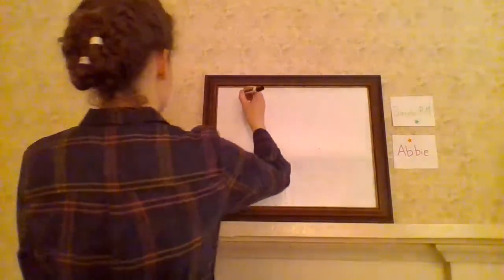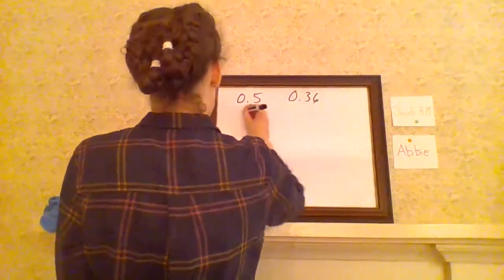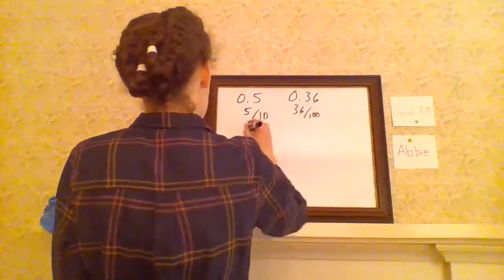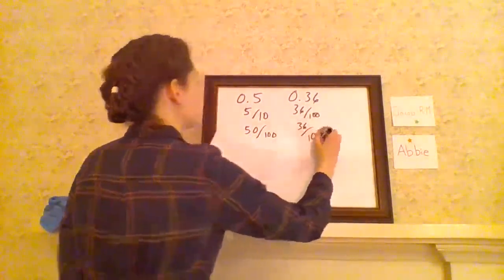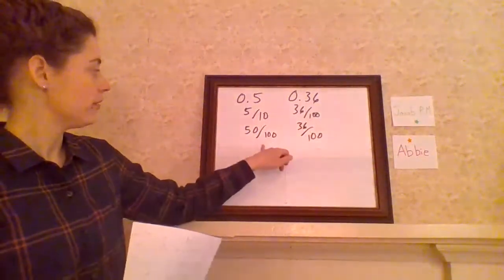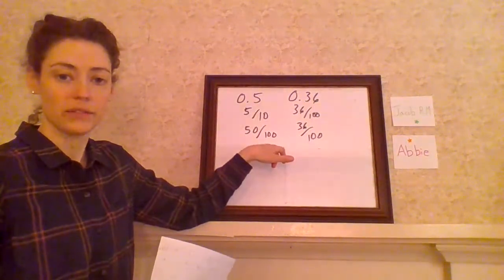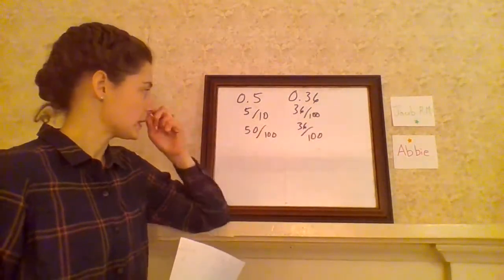Okay, so let's look at this. So compare a few more. Okay, let's start at this bottom pair. So 50 hundredths or 36 hundredths. That's easy. That's 50 over 100. What's larger, 5/10 or 36 hundredths?